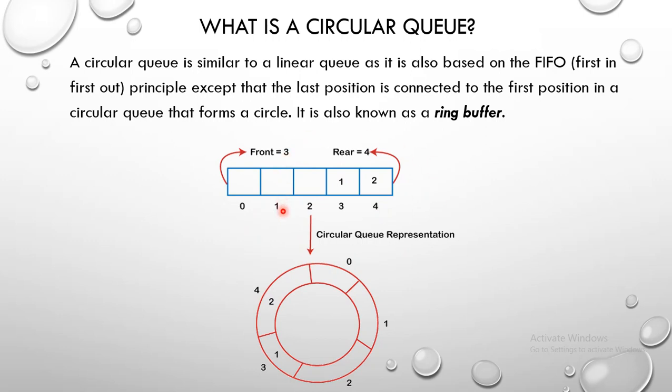What it does is, after the last index, the zeroth index will come. So basically, the last index is connected to the zeroth index, as you can see here in the circular queue presentation. After your rear reaches the last index, we will still be able to insert values here as well, and here. So no empty spaces will be left, and the circular queue overcomes the limitation of the linear queue. The circular queue is also known as a ring buffer, as it is forming a ring.